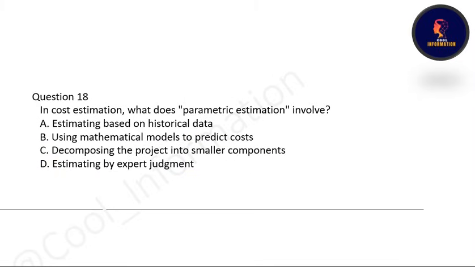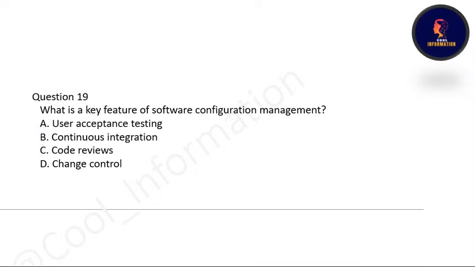Next question is, in cost estimation, what does parametric estimation involve? So in cost estimation, parametric estimation involves using mathematical models to predict cost. Option B is correct. Next question is, what is the key feature of software configuration management?